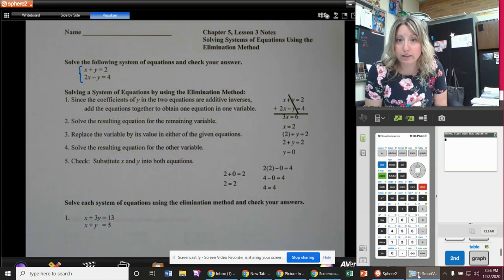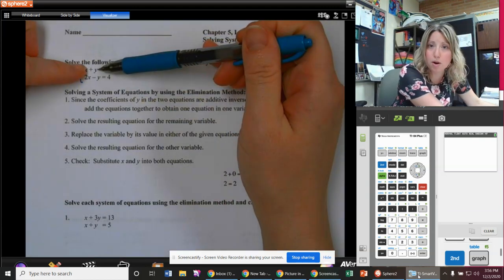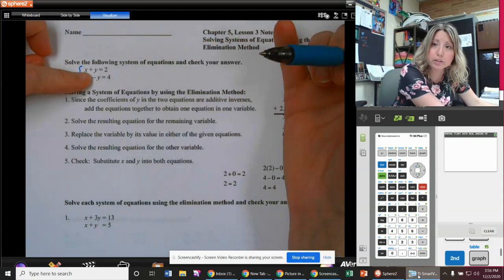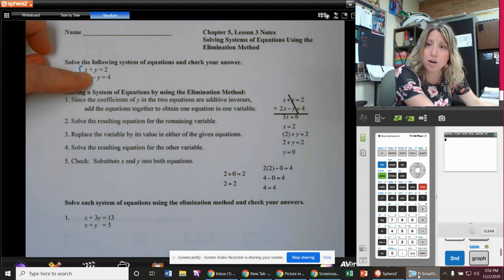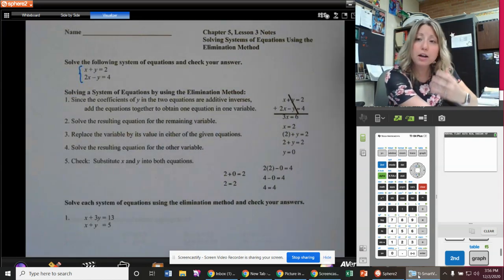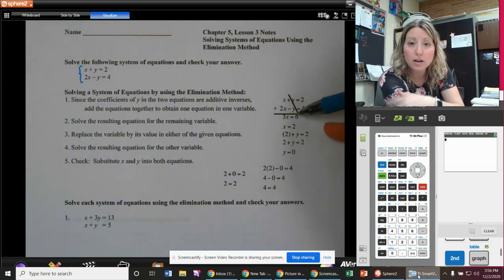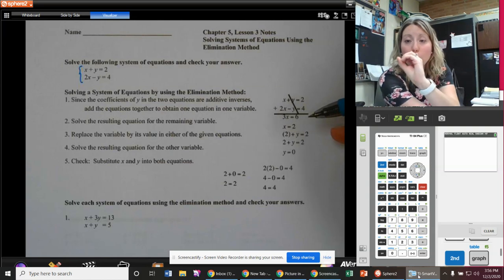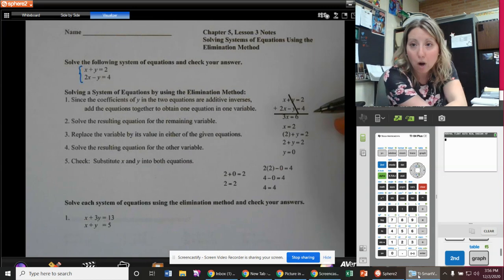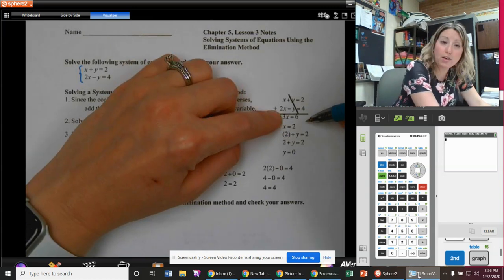If you look at the y's, the number in front of this y is a positive 1. The number in front of this y is a negative 1. What happens when you add 1 and negative 1? You get 0. So what I'm doing on purpose is I'm adding y and negative y so that I get 0 y. And when I have 0 y's, I don't have to write y as my variable anymore because I don't have any. But I do still have x's left.